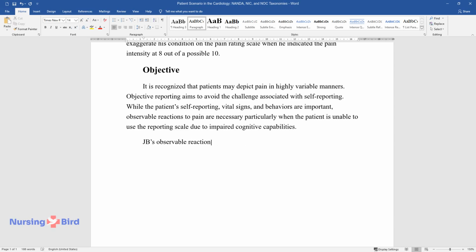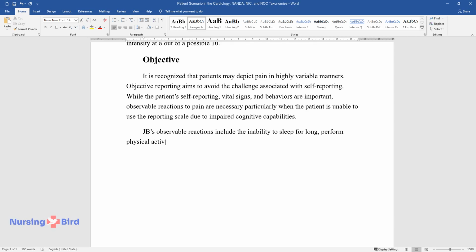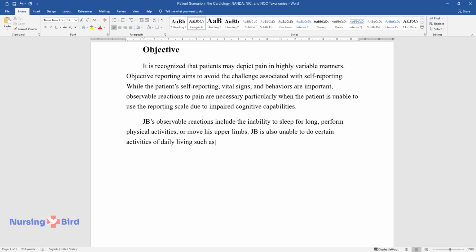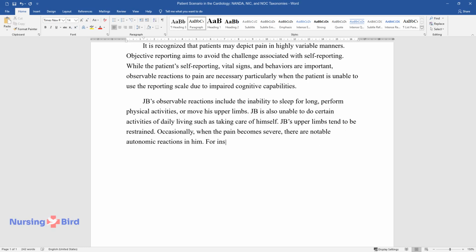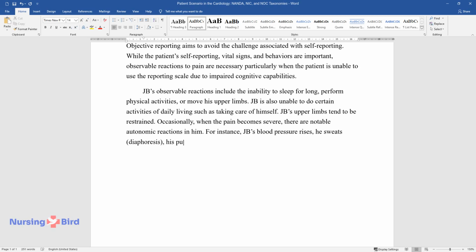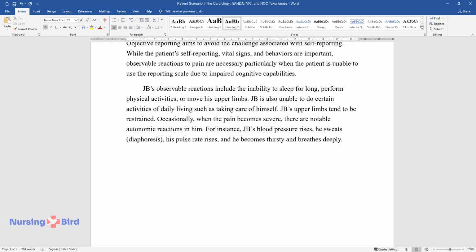JB's observable reactions include the inability to sleep for long, perform physical activities, or move his upper limbs. JB is also unable to do certain activities of daily living, such as taking care of himself. JB's upper limbs tend to be restrained. Occasionally, when the pain becomes severe, there are notable autonomic reactions in him. For instance, JB's blood pressure rises, he sweats (diaphoresis), his pulse rate rises, and he becomes thirsty and breathes deeply.